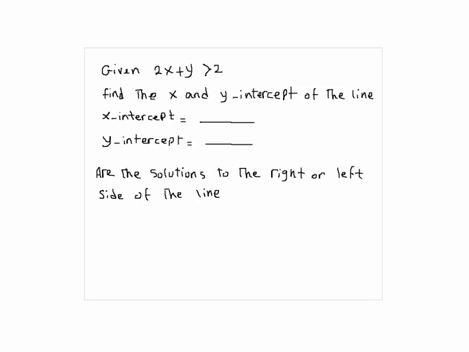Find the x and y intercept. To find the x and y intercept, you would let x equal to 0 and solve for y, as you would pretend if this were the equation.